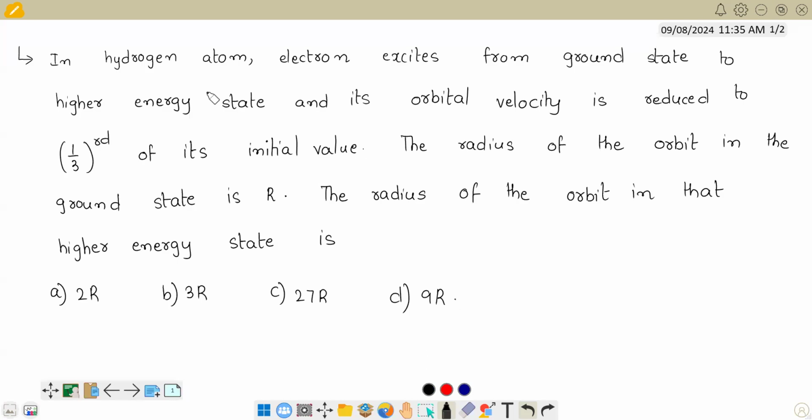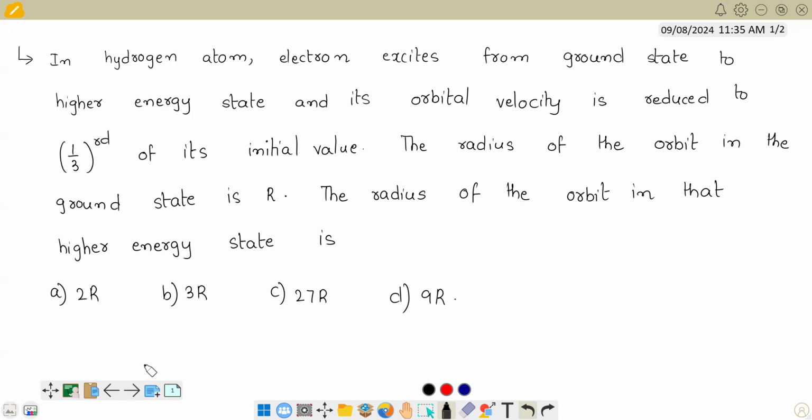Hello student, the question says in a hydrogen atom, an electron excites from the ground state to a higher energy state and its orbital velocity is reduced to one third of its initial value. The radius of the orbit in the ground state is R. The radius of the orbit in that higher energy state is? So, as given, four options.